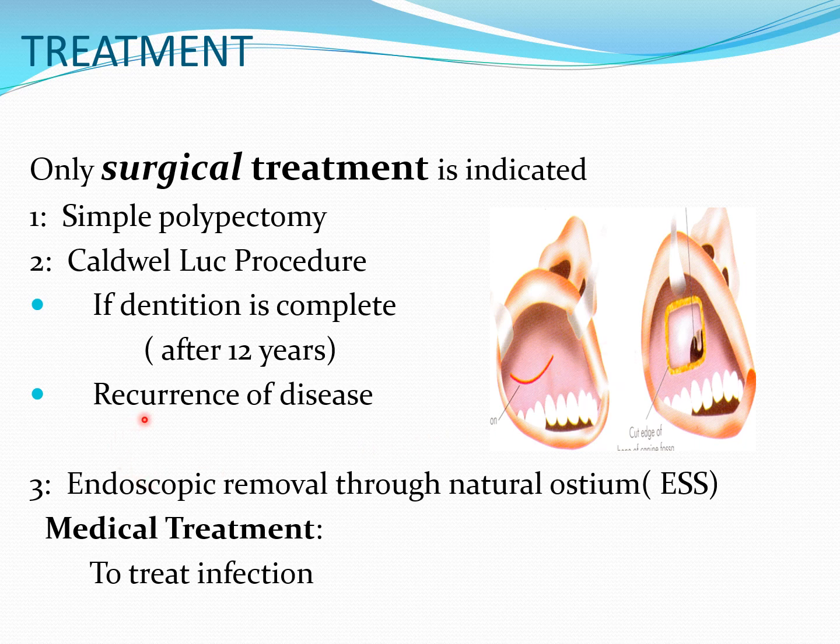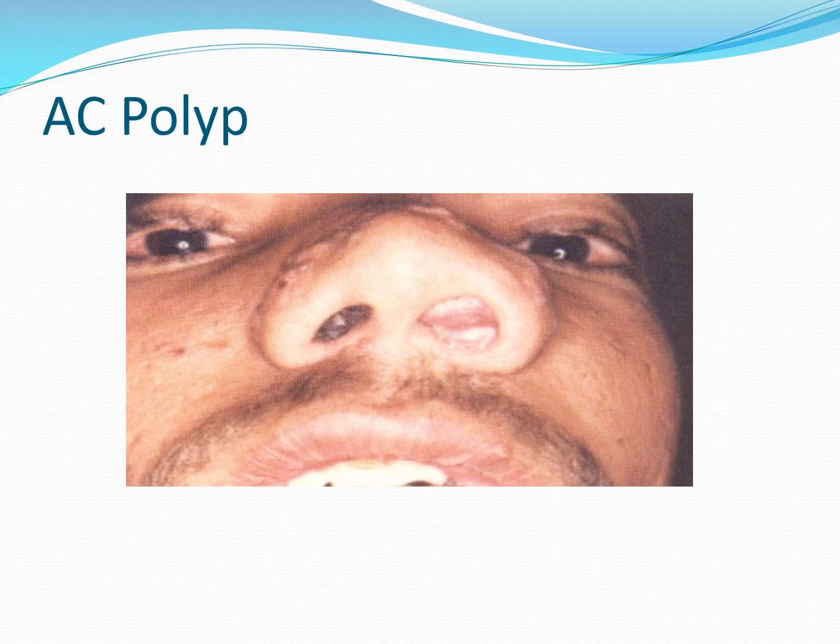Recurrence rate with the Caldwell-Luc procedure is low as compared to simple polypectomy. The best and latest technique is endoscopic removal through the natural ostia of the maxillary sinus, that is middle meatal antrostomy. If you don't have an endoscope, simple polypectomy can be done in children and Caldwell-Luc surgery in adults and in cases of recurrent disease. Infection is treated with the help of antibiotics.